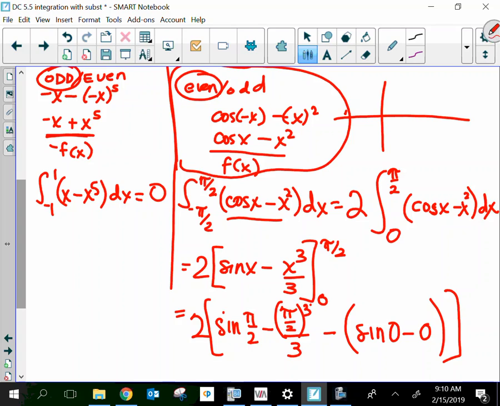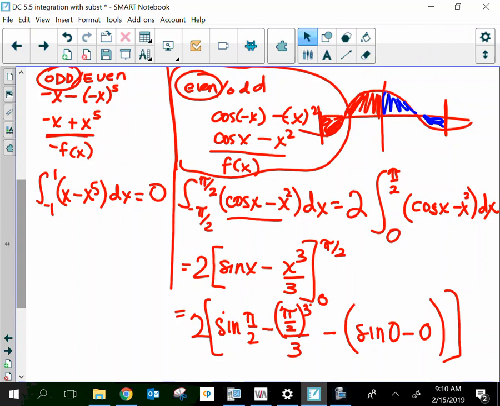I don't know what it is. Let's say it's that. I don't care. But what happens is from negative half pi, let's say that's over here, to half pi, which is over here, it is exactly the same. So we're just going to say, well, let's just count this piece twice. So that's the whole idea behind the even function.